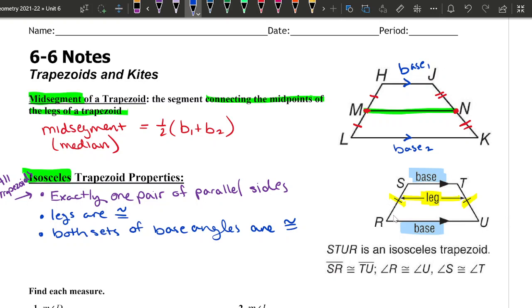So in the diagram, angle R is going to be congruent to angle U because those are base angles and they share the same base. And then S is going to be congruent to T, but not congruent to R and U. And the third characteristic of isosceles trapezoid is that diagonals are congruent. And that's just for isosceles trapezoids.